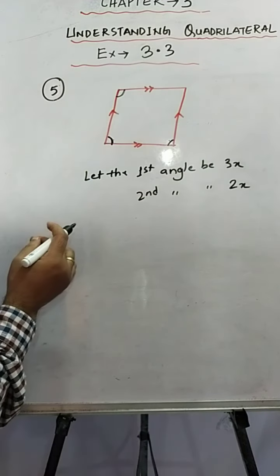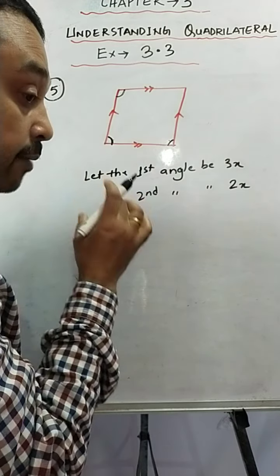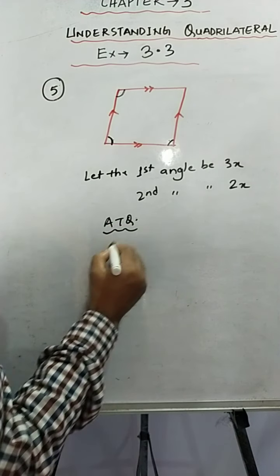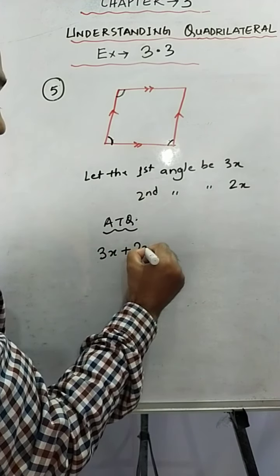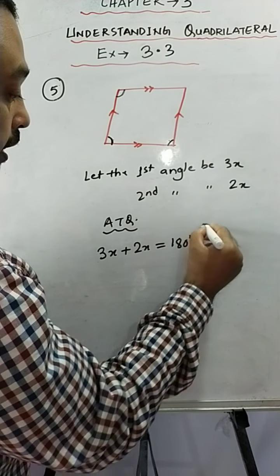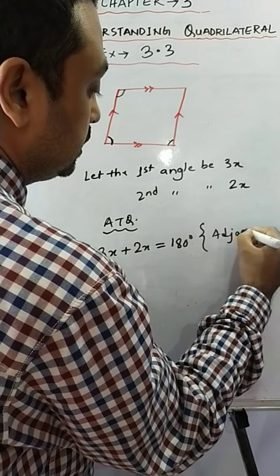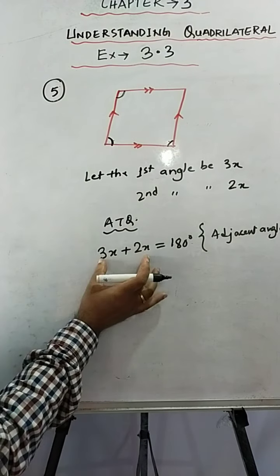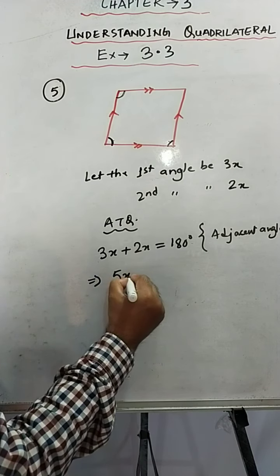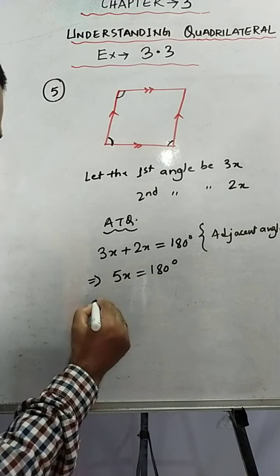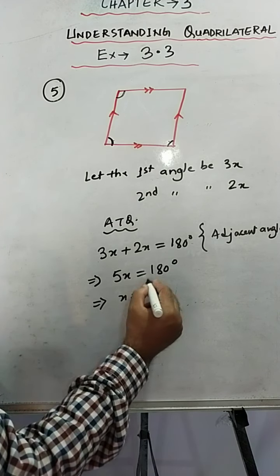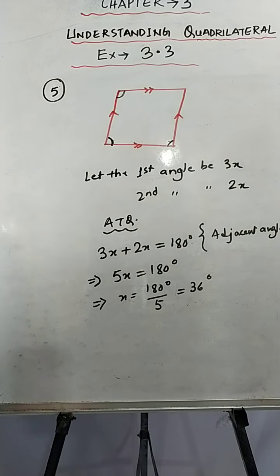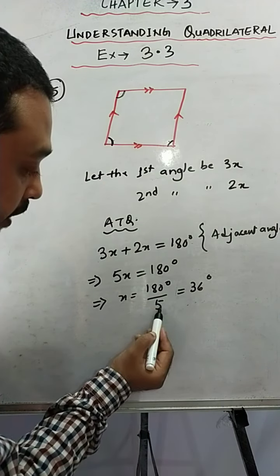Now as we know, the sum of the adjacent angles is equal to 180 degrees. So we'll write according to the question, 3x plus 2x is equal to 180 degrees, because they are adjacent angles, isn't it? Now 2x plus 3x is 5x, equal to 180 degrees. Now the value of x would be what? We have to transpose this 5 to the right hand side. So the value is 36 degrees. Once we divide 180 by 5, we'll get 36 degrees.